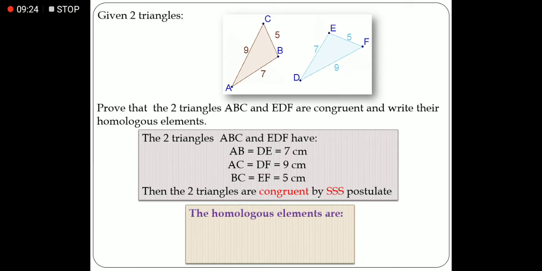Then, what are the homologous elements? The angle holding the 5 and 7 centimeter sides is ABC. Then the angle holding 5 and 7 in the other triangle is DEF. So I can say that angle ABC equals DEF, and similarly BAC equals EDF and BCA equals EFD.